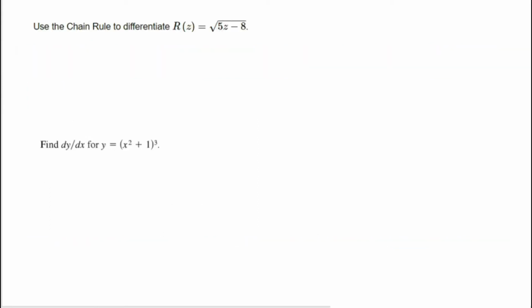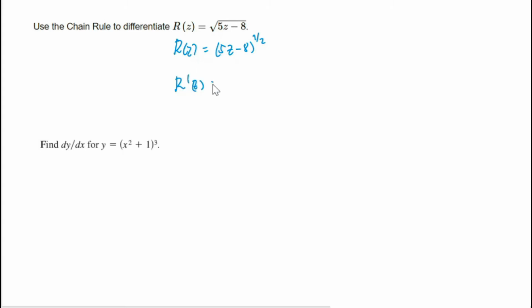So we are going to use the chain rule to differentiate r of z is equal to the square root of 5z minus 8. First, we are going to rewrite the radical form into a fractional exponent. We know that r of z is equal to the quantity of 5z minus 8 to the power of one half. Now we take the derivative of that.